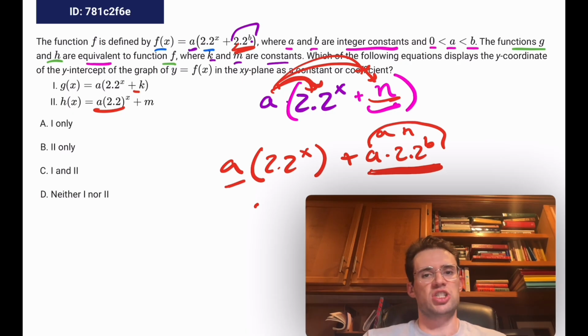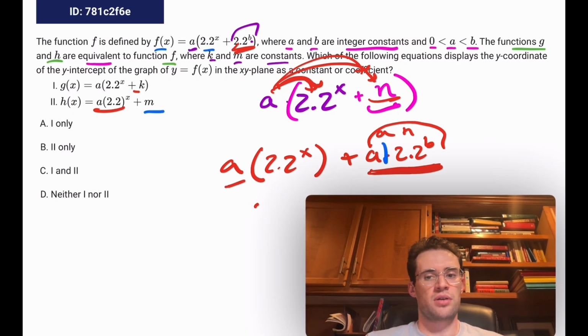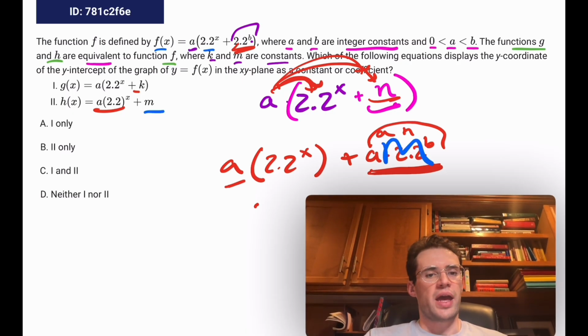So this we could change to m, because that's what they wrote it as here. Right, this is a constant. So you could do a times 2.2 to the x plus m, because it's plus a constant at the end. Or again, you could leave that whole thing in there, just know that, right, 2.2 to the b can be written as a constant k. So both of these are acceptable.